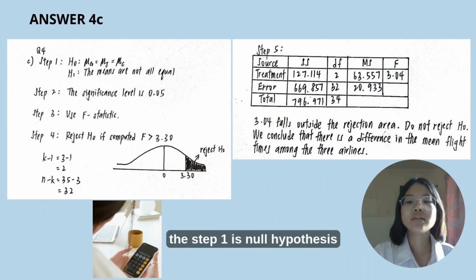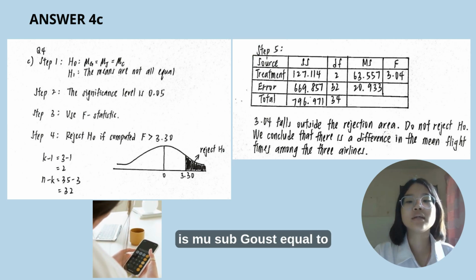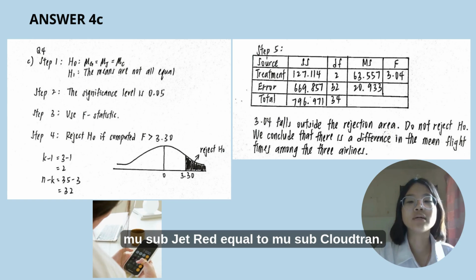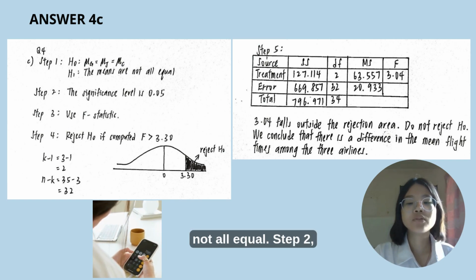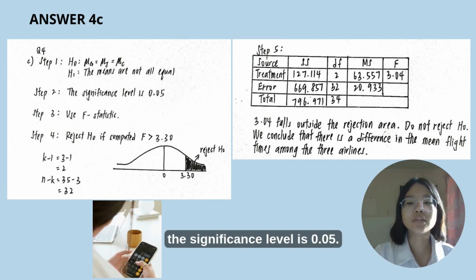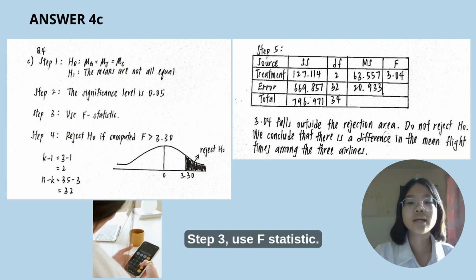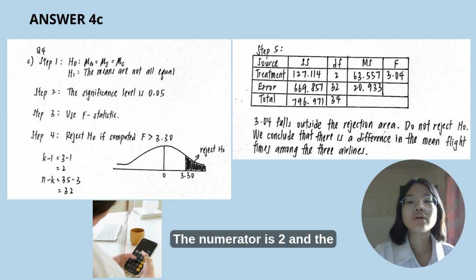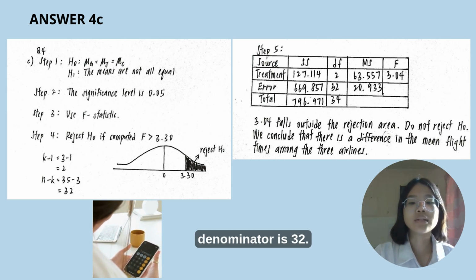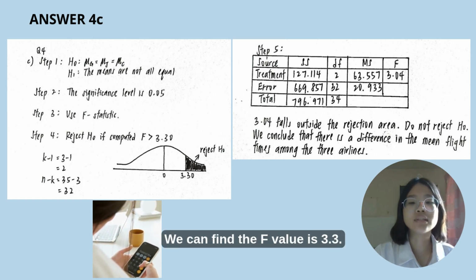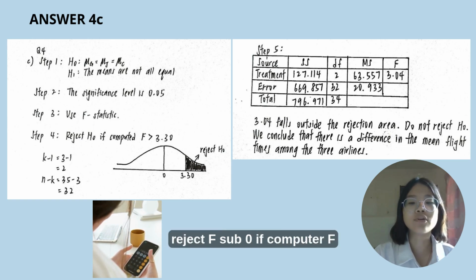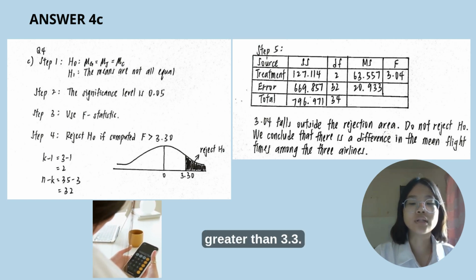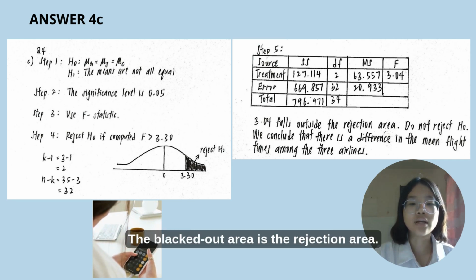For question 4c, step 1 is the null hypothesis is mu sub ghost equal to mu sub jet rat equal to mu sub croton. The alternate hypothesis is the means are not all equal. Step 2, the significance level is 0.05. Step 3, use F statistic. The numerator is 2 and the denominator is 32. We can find the F value is 3.3. For step 4, reject H sub 0 if computed F greater than 3.3. The shaded area is the rejection area.